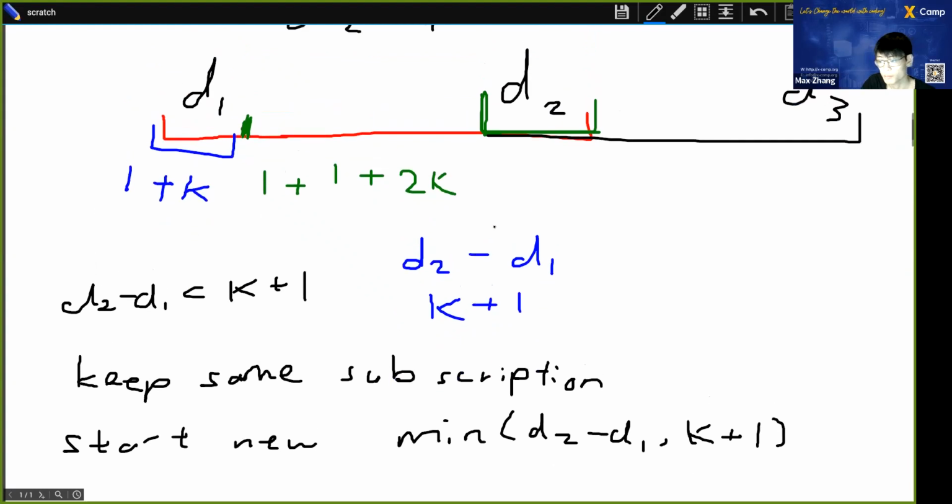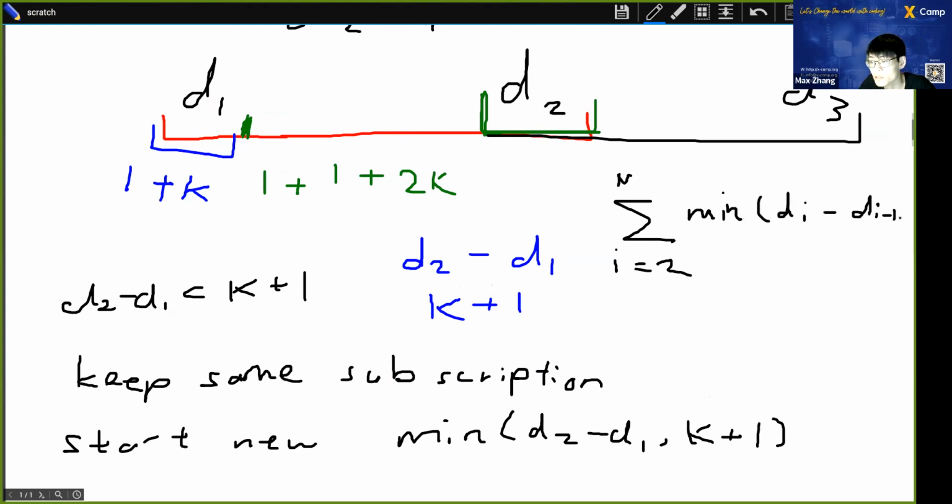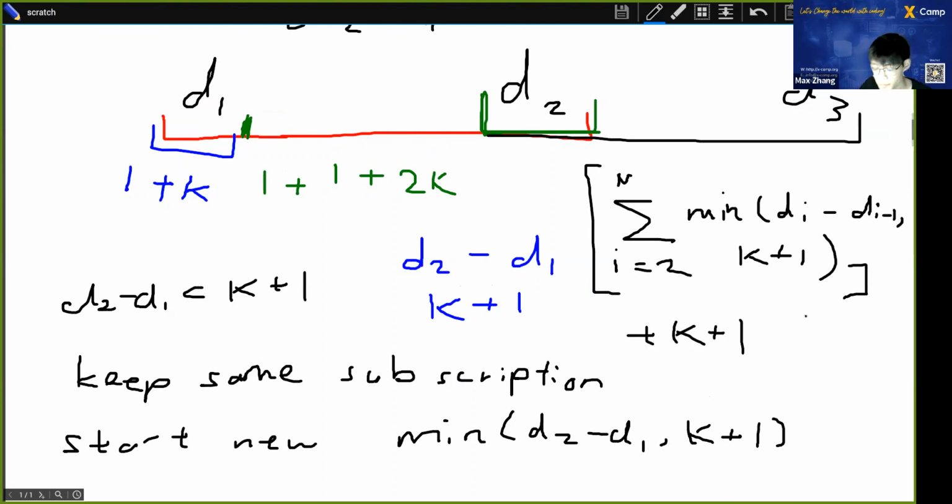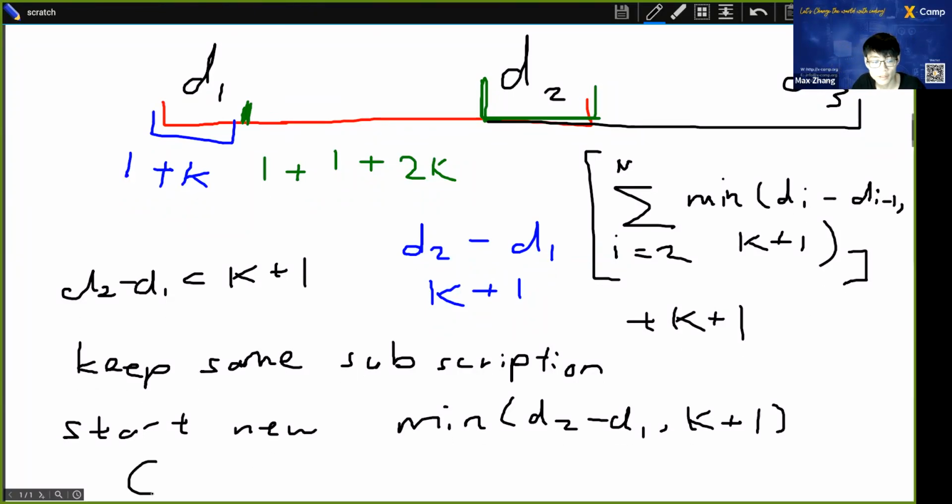And so our greedy just ends up being quite simple. At the end of the day, we're just doing a for loop over all Di. We're taking the sum from I from 2 to n of the minimum of Di minus Di minus 1, or K plus 1. And then plus an additional K plus 1 for the first one. That would be our answer. So this works in O of n.